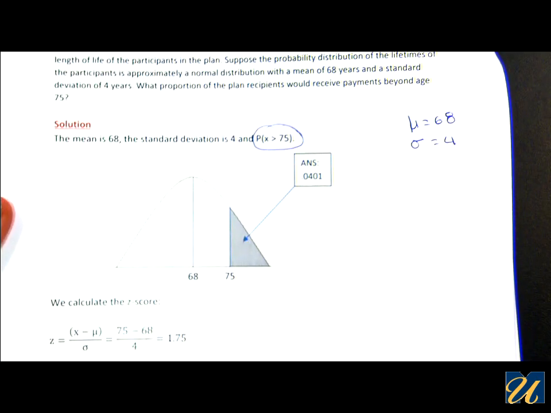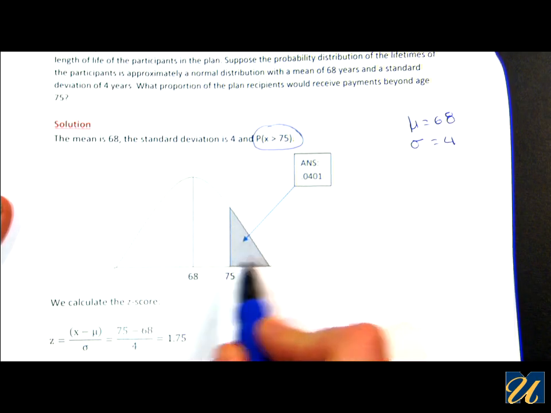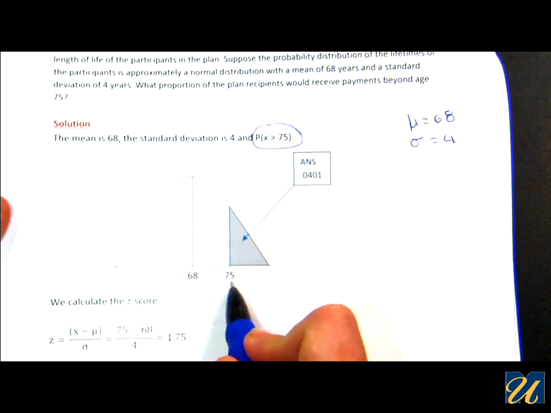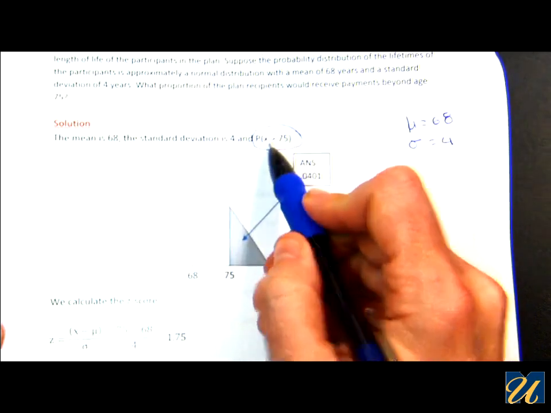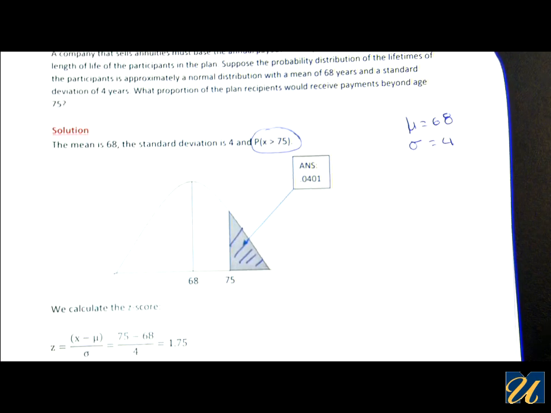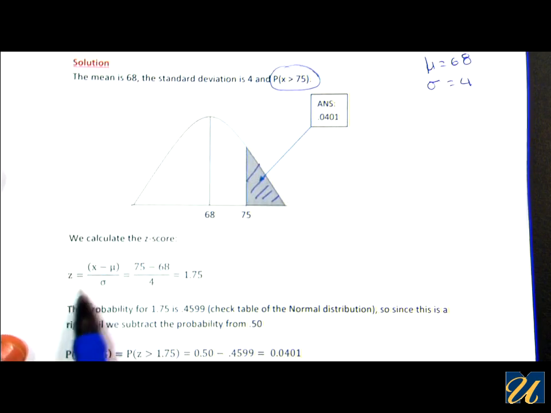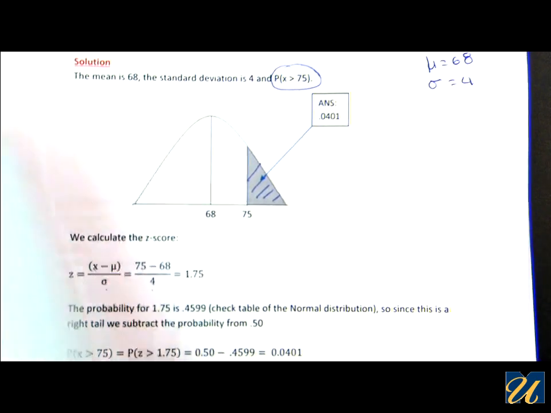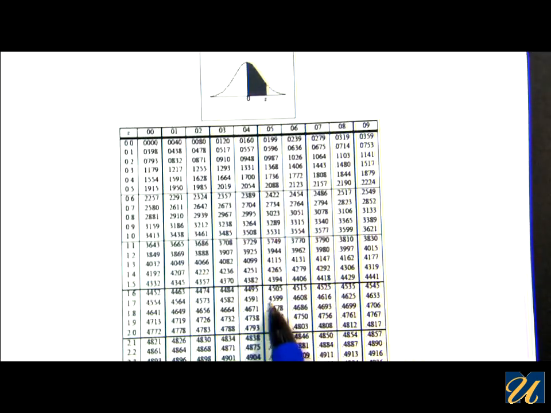Now, to do so, I first graph the normal curve. Mu is 68. 75 is to the right of the mean because it's greater than the mean. I'm looking for the probability where X is greater than 75, so I'm looking for a tail. To use the table, I first need to calculate the z-score. The z-score is X minus mu over sigma, 75 minus 68 over 4, 1.75. Then you go to your table for 1.75, 0.4599, which is this area right here.